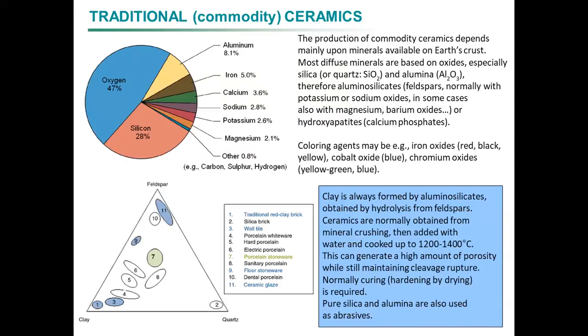Again, we have some coloring agents, and this tertiary diagram gives you an idea of what the three main agents in traditional ceramics are, which are basically clay, feldspar, and quartz. Quartz is basically silica, but it is crystalline silica, so it's not glass. Then you have feldspar, which is an aluminum silicate, which has different oxide content, as I was saying.